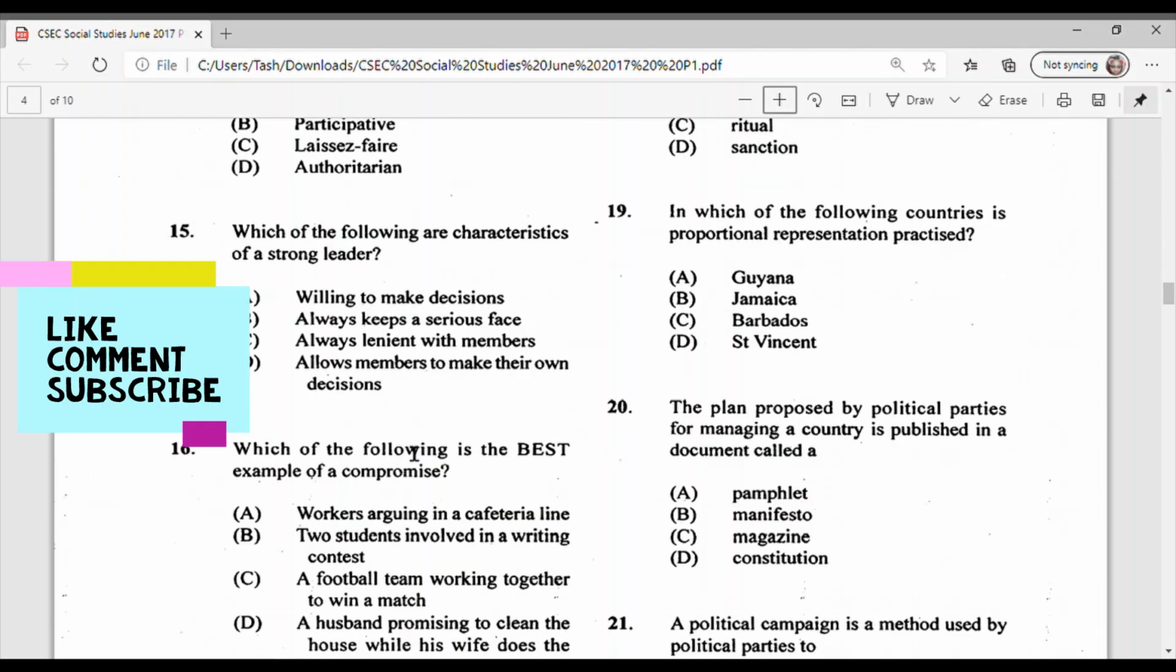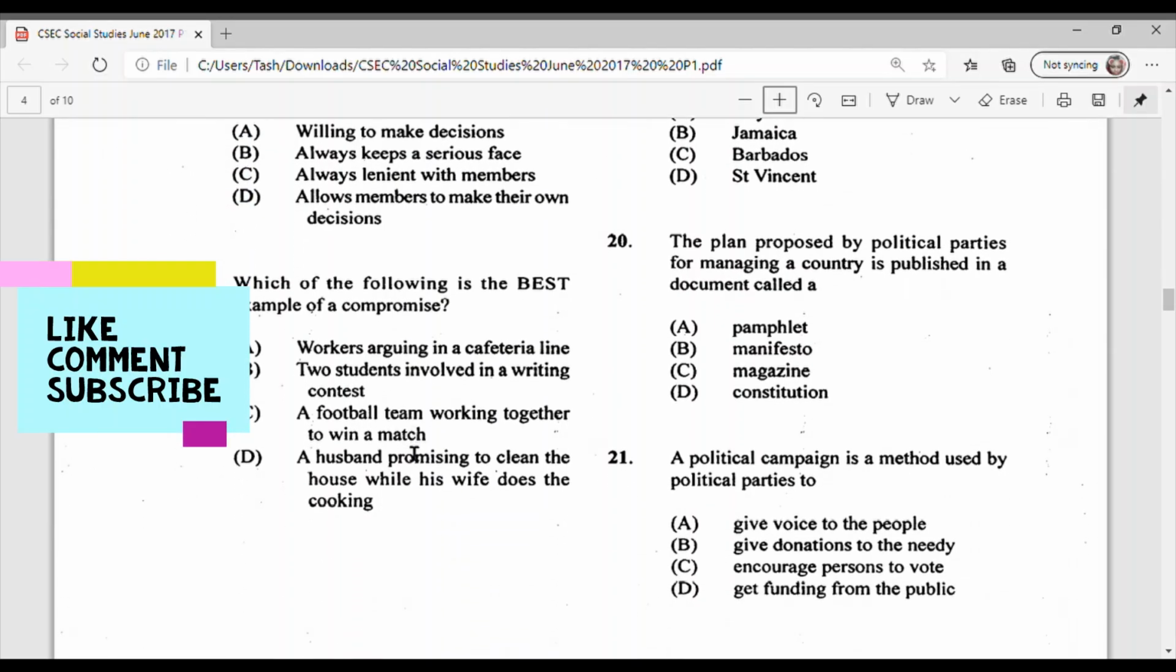Number 16, which of the following is the best example of a compromise? So if you're thinking of a compromise, it means that both persons are basically meeting each other halfway. So they are making a decision that, all right, I will do that and you do that. Okay, if you do this, then I will go ahead and do that. Something relating to that. So you're coming to some form of an agreement.